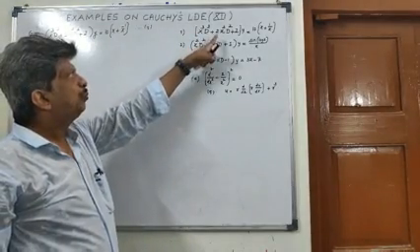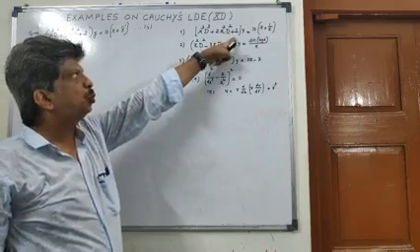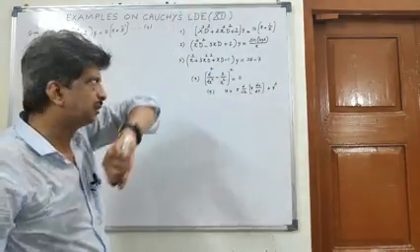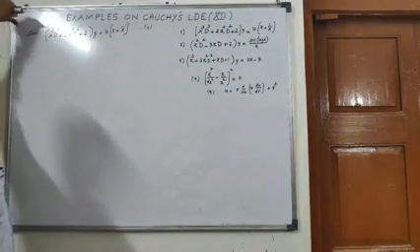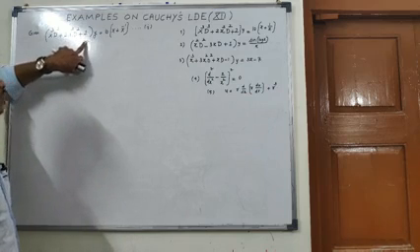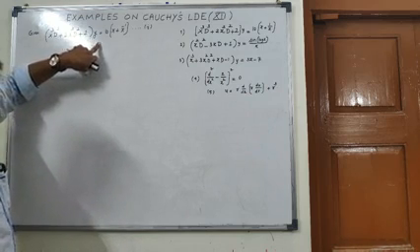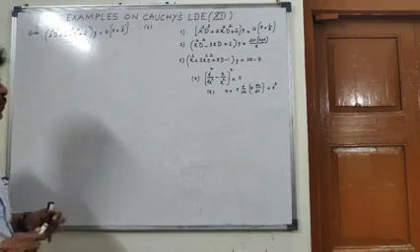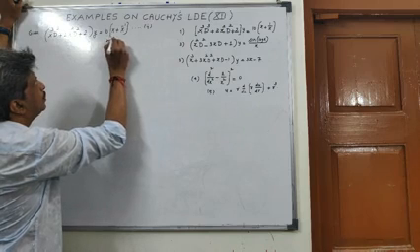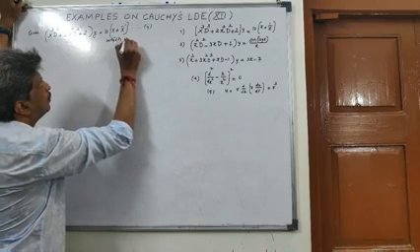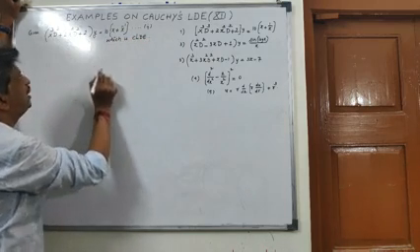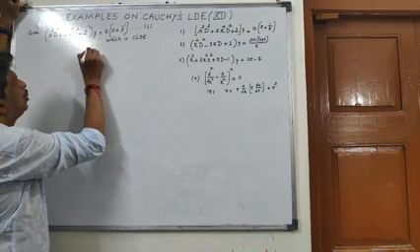x cube d cube plus 2x square d square plus 2 times y is equal to 10 times (x plus 1 by x). So the given equation is x cube d cube plus 2x square d square plus 2 times y equal to 10 into (x plus 1 by x). This is a CLDE. CLDE means Cauchy's linear differential equation. Therefore, what do we put?